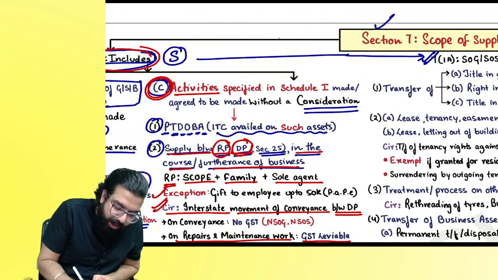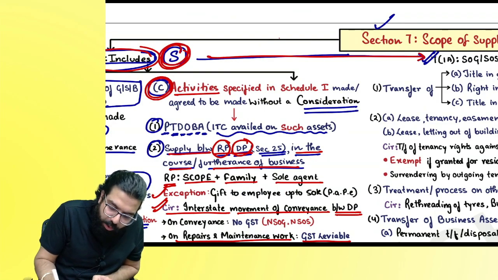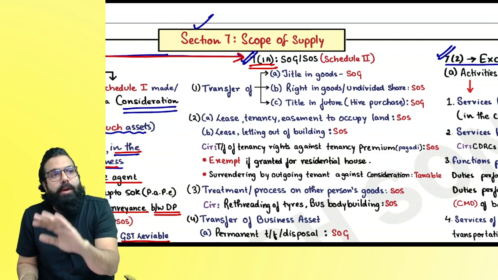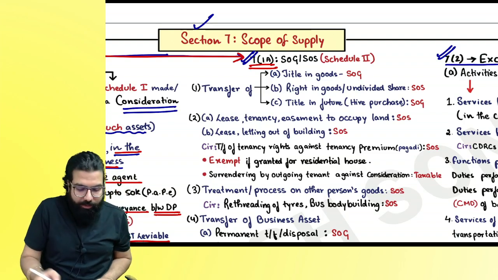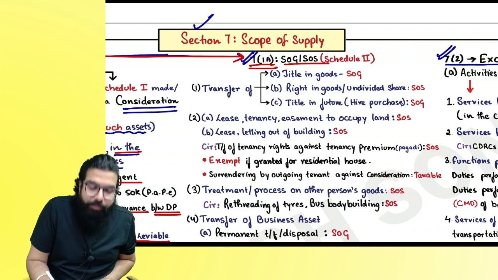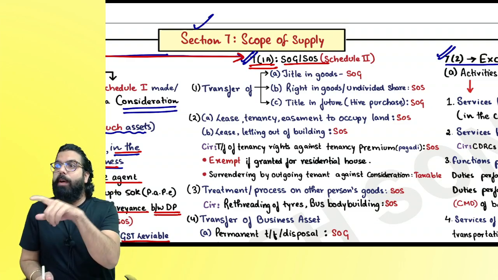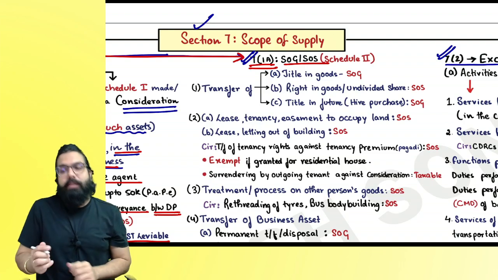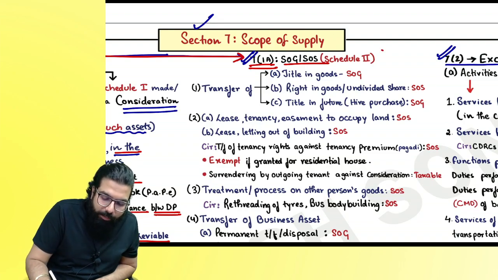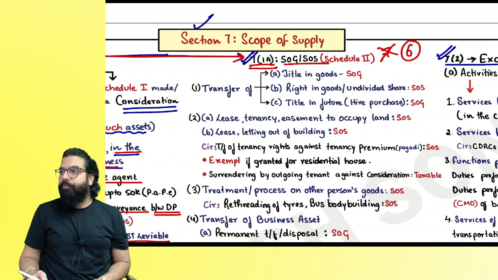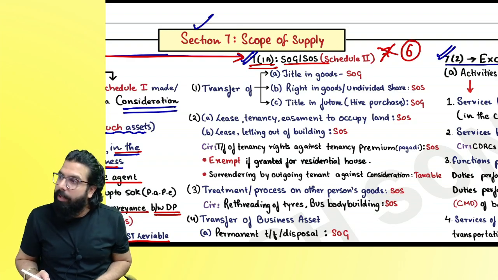Now, if something is falling in supply, then we have to go to section 71A to see whether it is supply of goods or supply of service. Section 71A says go to Schedule 2. Schedule 2 will help you in determining whether it is supply of goods or supply of service. In Schedule 2, there were 7 transactions earlier. Now there are only 6 transactions, 6 activities which are being mentioned.